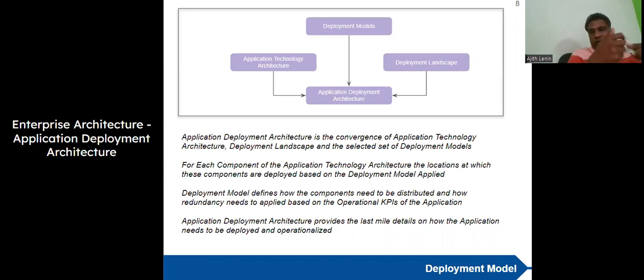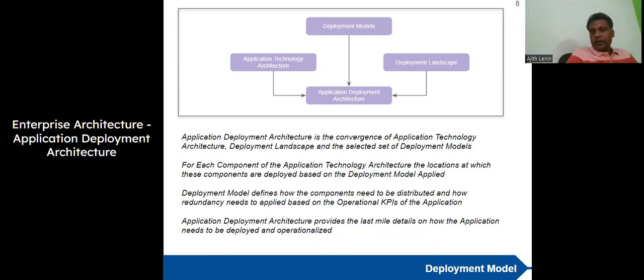I'll explain what it is. So we have application technology architecture, deployment models, and deployment landscape. We can put them together. We know how and where we're going to deploy the application. So that's application deployment architecture. It is basically a convergence of these three.